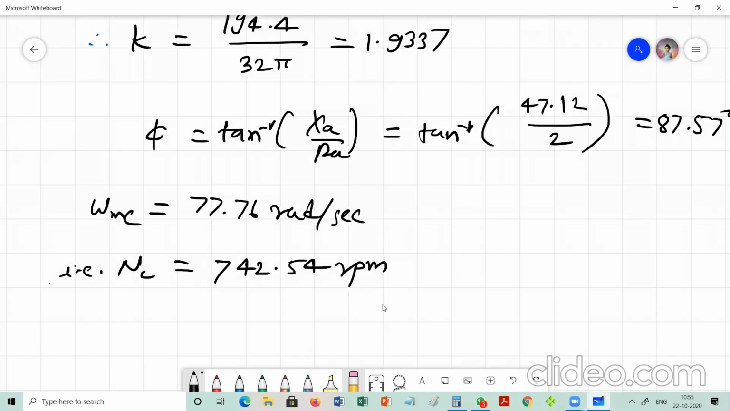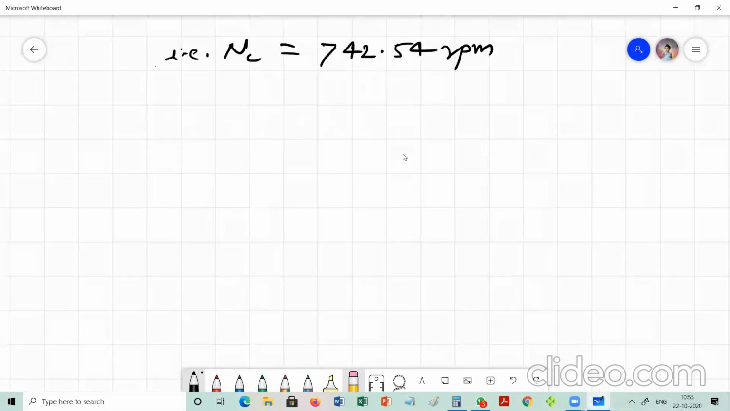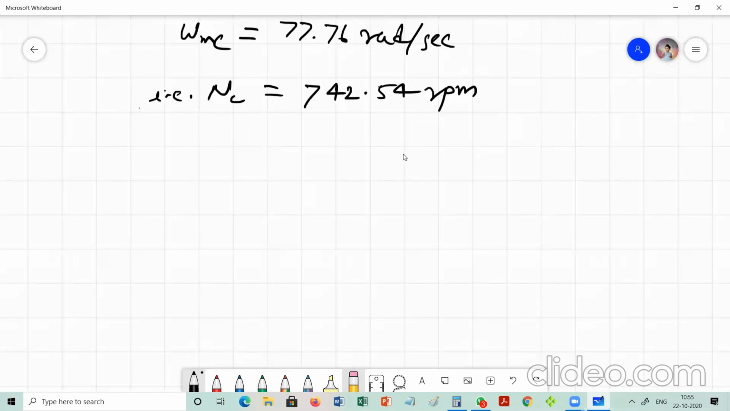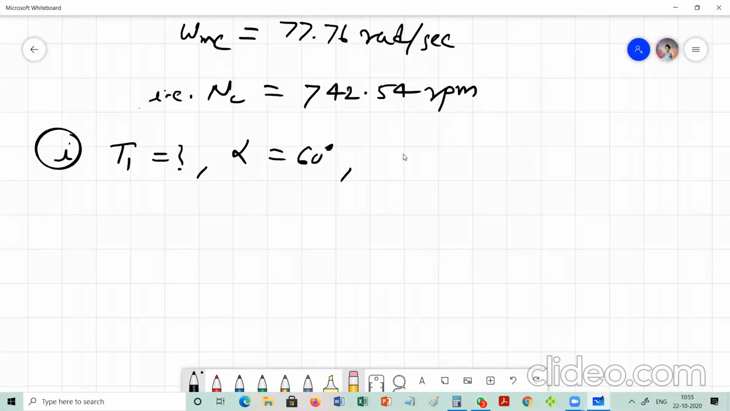So now we will proceed to solve the first part. In the first part, they have asked to calculate motor torque. What is the value of T1, if alpha is equal to 60 degree, and I will write here alpha 1 equal to 60 degree, and speed n1 is equal to 600 rpm.